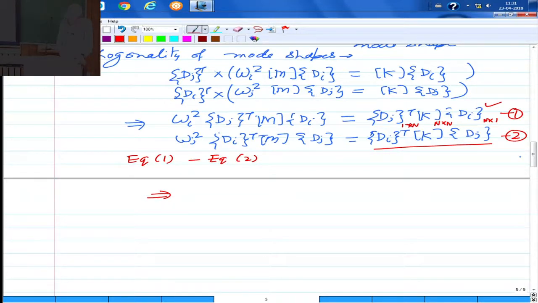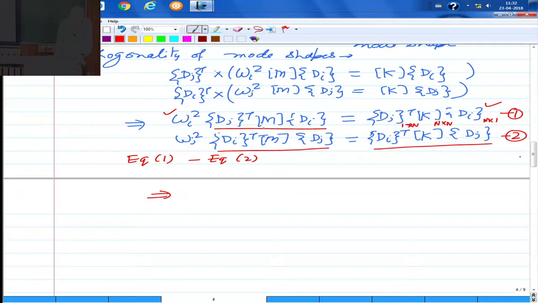And similarly if you look here, this is dj transpose m into di, and this is di transpose m into dj. Again this multiplication is a scalar number, similarly this is also a scalar number, so I can write one as the transpose of the other. But the only problem here is that you have omega i square multiplied here, omega j square multiplied here, so I cannot cancel them out. They will not cancel in general as long as omega i and omega j are different.